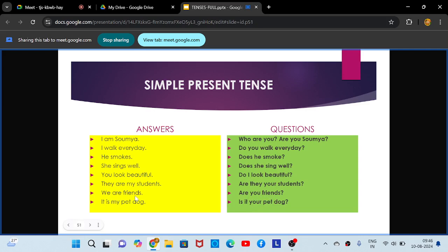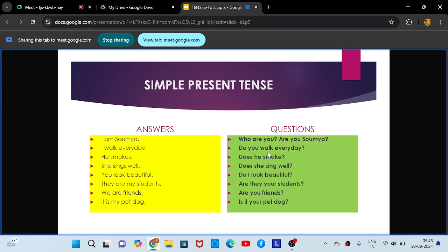This is also simple present tense only. Is it your pet dog? Yes, it is my pet dog. This is also again in simple present tense. This is the same case in the first question also. Are you Soumya? Yes, I am Soumya.